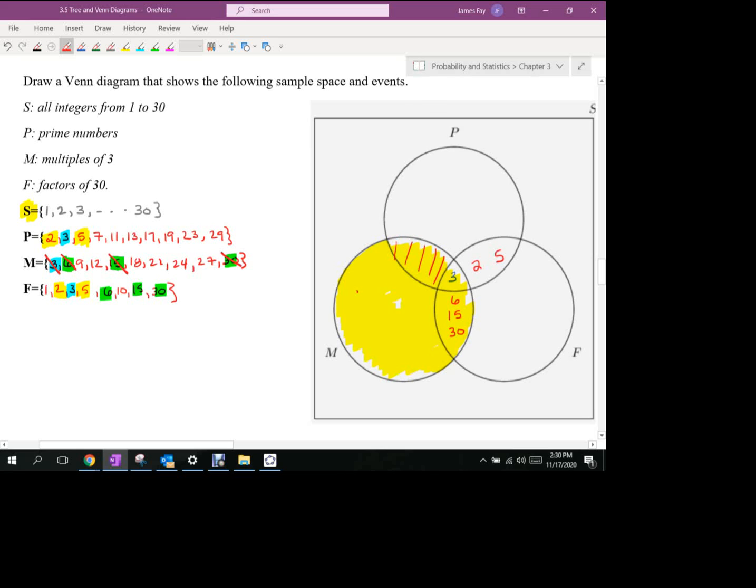So then 9 needs to be here. So does 12, 18, 21, 24, and 27. Those are the values that are in M that are nowhere else. Is that okay? And now we do the same thing for F.